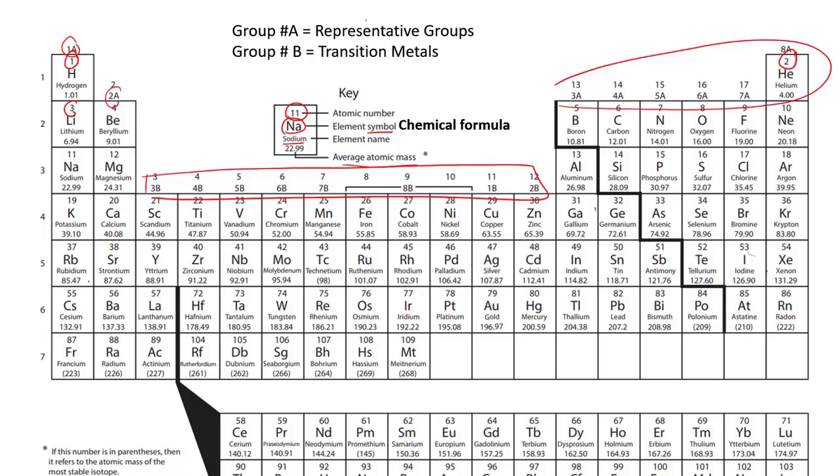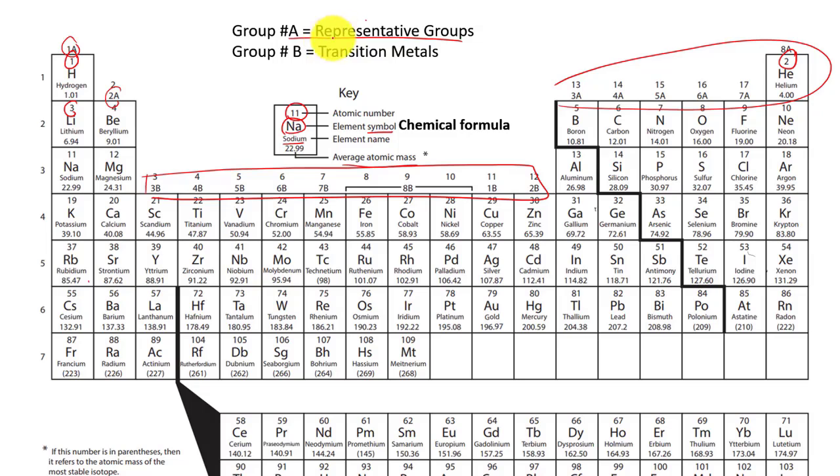Well, first of all, look at group A. Group A is basically the representative groups. That is, each one of those groups represents a specific family of elements. And why are they in a specific group? That's because they share very similar characteristics in terms of chemical properties. So keep that in mind.